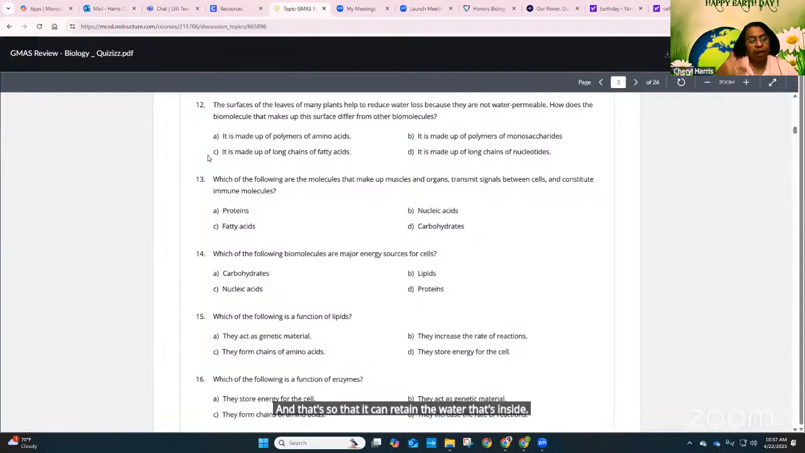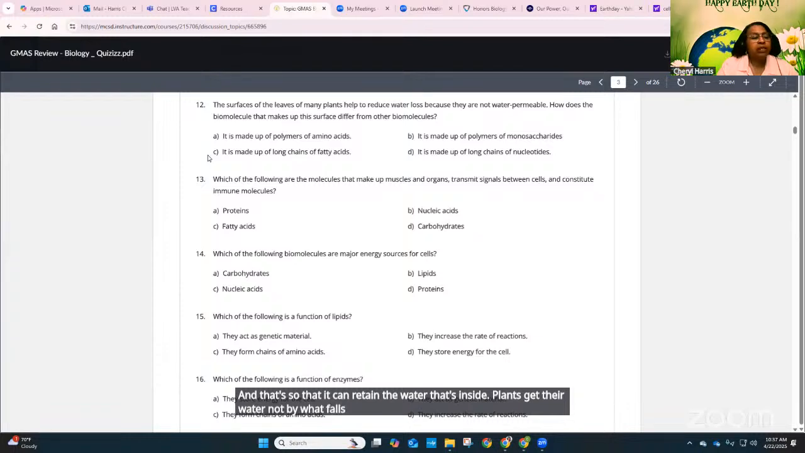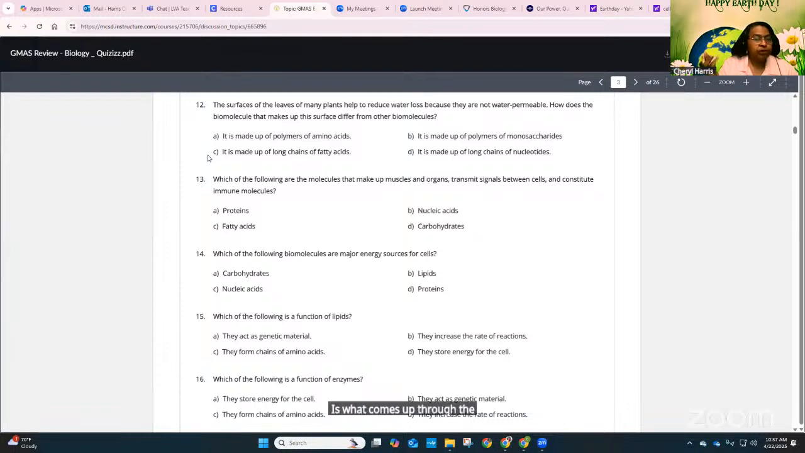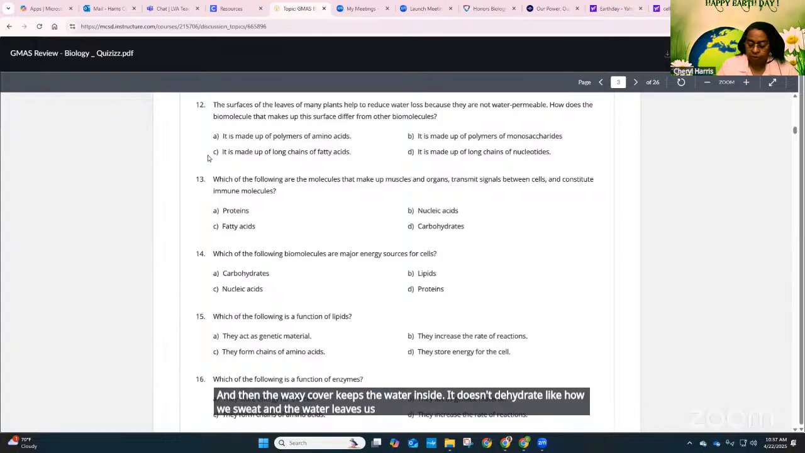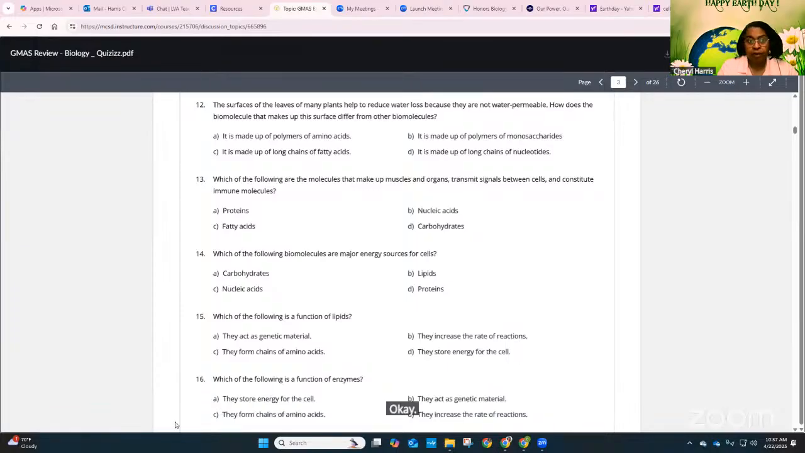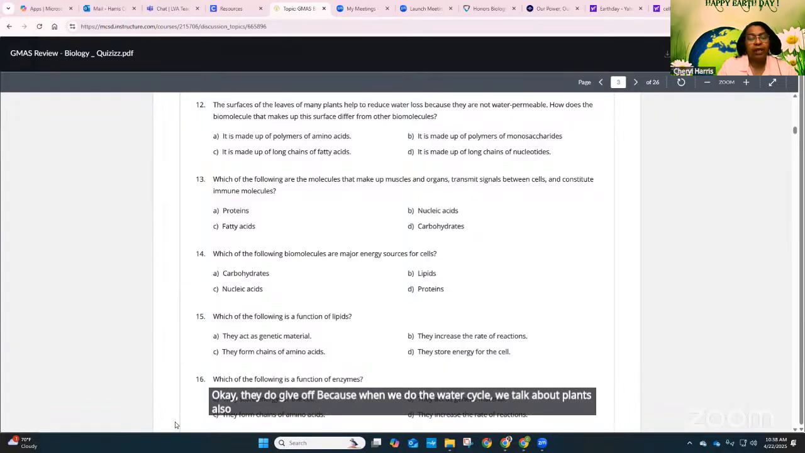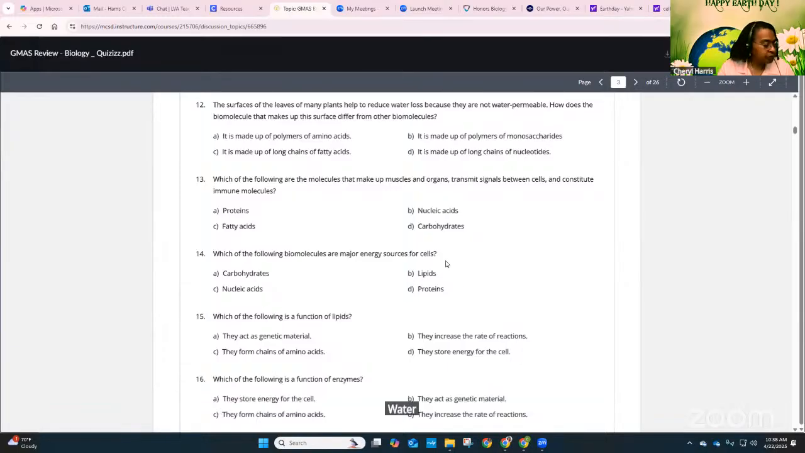Plants get their water not by what falls on top of them, it's what comes up through the roots of the plant. So that's how they get the water to all the cells. And then the waxy cover keeps the water inside. It doesn't dehydrate like how we sweat and the water leaves us. Plants don't do that. They do transpire, but they do that through openings in the leaf. When we do the water cycle, we talk about plants also returning water vapor to the atmosphere, but not through the surface of the leaf. They have little openings that open and close and let water vapor out.